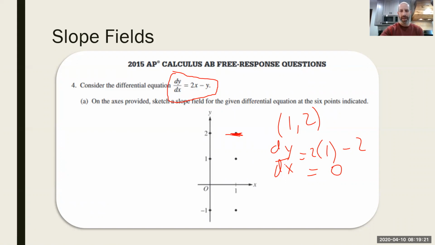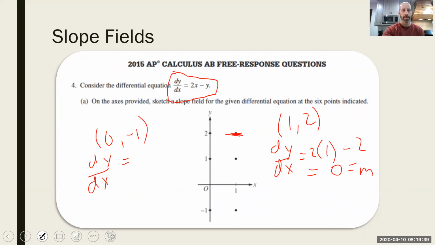Let's do one more point. Let's do this point down here. Let's do 0, -1. So that means dy dx, which if you think about it, derivative is the slope of the tangent line. So the slope here kind of makes sense. That's what this 0 is. That's the slope of the tangent line. So if we do 0, -1, that's going to be 2 times 0 minus 1. So the slope there is going to be 1. So the slope down here at 0, -1 is going to be a slope of 1. That's better.